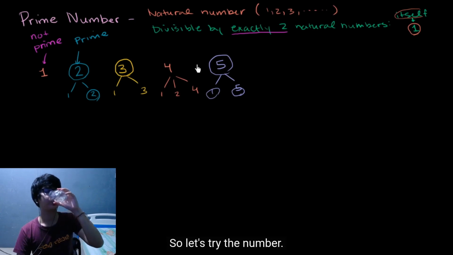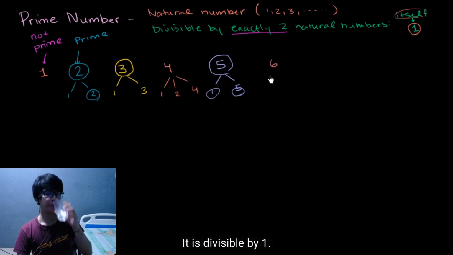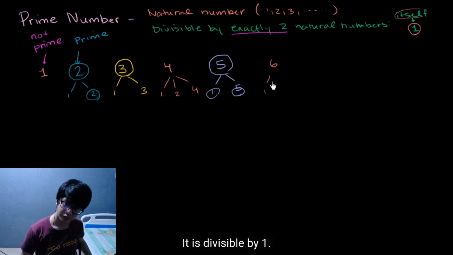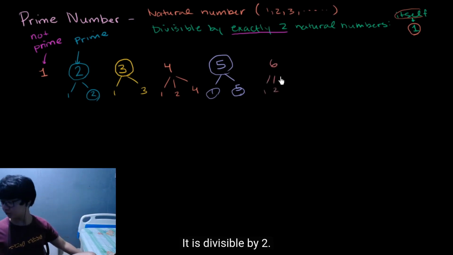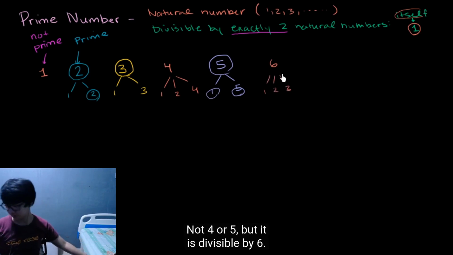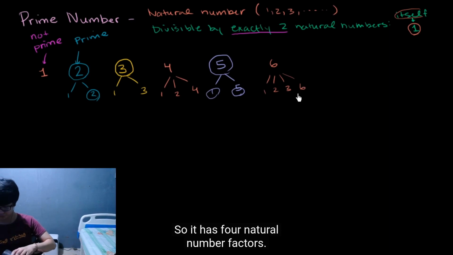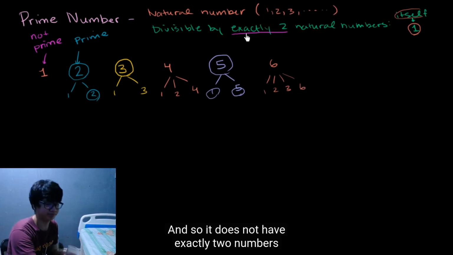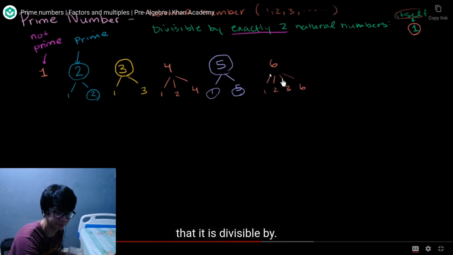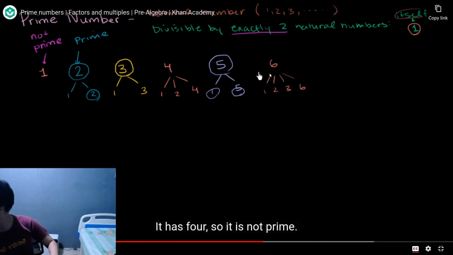So let's try the number 6. It is divisible by 1. It is divisible by 2. It is divisible by 3. Not 4 or 5, but it is divisible by 6. So it has 4 natural number factors, I guess you could say it that way. And so it does not have exactly two numbers that it is divisible by. It has 4. So it is not prime.